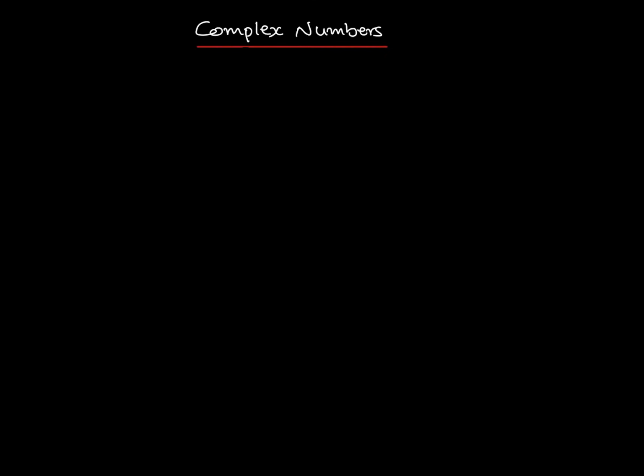Hello friends, in this lecture I will talk about complex numbers. Complex numbers are those numbers when we combine a real number and an imaginary number, we get a complex number. The general form of the complex number is a plus bi, and this is the standard form of the complex number too. Here a is the real number and bi is the imaginary number.